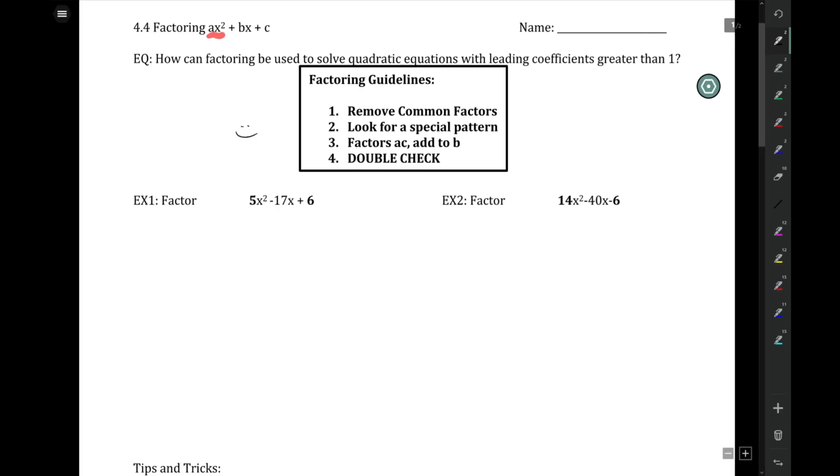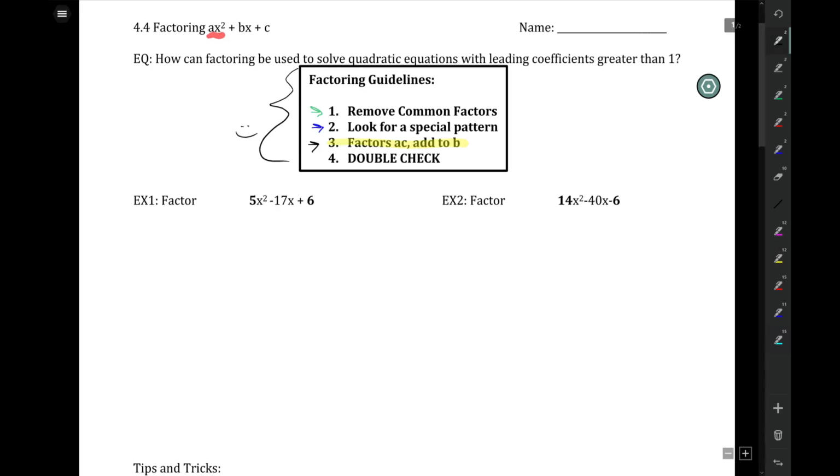So let's get going. These are the general guidelines. We're not going to use every single one of these strategies right now, but first you always want to remove common factors. I'll show you what that looks like. In the extra notes, I'll show you what looking for a special pattern looks like, and we'll go over that in class. But for right now, we're going to be focusing on factors of AC that add to B. Factors of A times C that add to B.